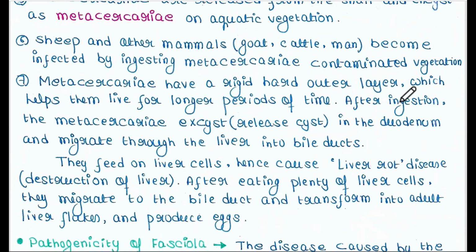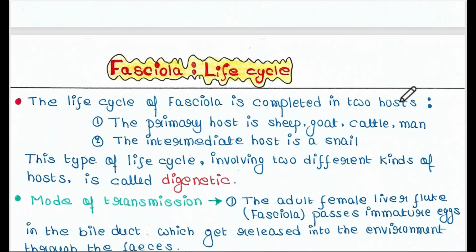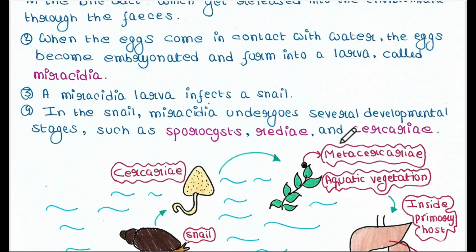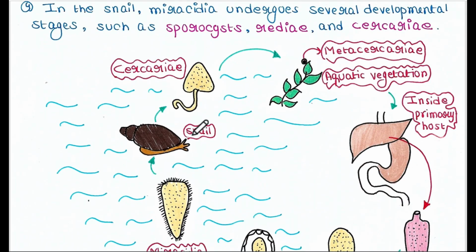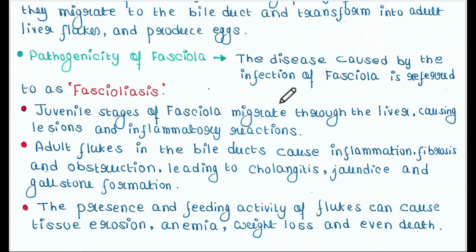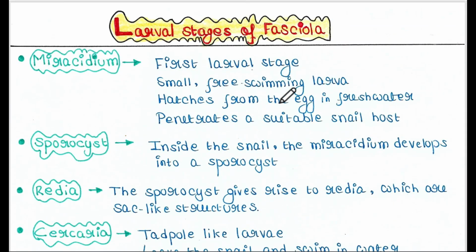Today we will talk about larval stages of Fasciola. In our last video, we talked about the Fasciola life cycle, and we saw that Fasciola has different larval stages, right? So today we will talk about them in detail. First one is the Miracidium larva. This is the first larval stage, and it is a small free swimming larva, and it hatches from the egg in fresh water, and it penetrates a suitable snail host.